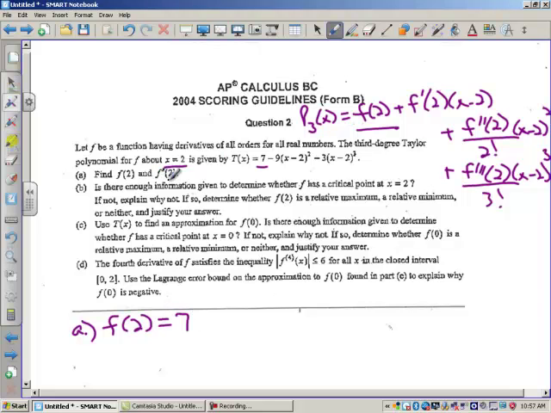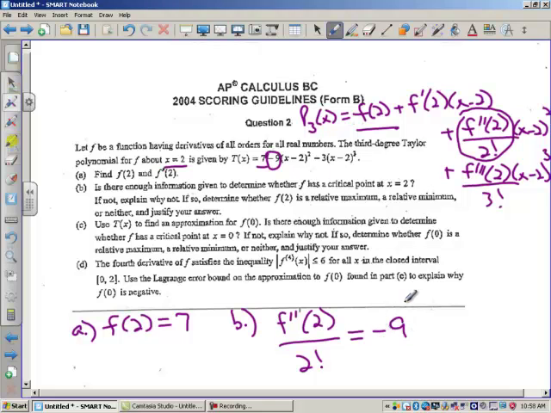Now what about f double prime of 2? F double prime of 2 is not the coefficient of the x minus 2 squared term. It's f double prime of 2 divided by 2 factorial that worked out to be negative 9. Negative 9 is the coefficient of your x minus 2 squared. So I'm going to write down that f double prime of 2 divided by 2 factorial is the coefficient of the x minus 2 squared term. So I'm going to multiply both sides by 2, and I'll get that f double prime of 2 works out to be negative 18. Well, that wasn't that bad.